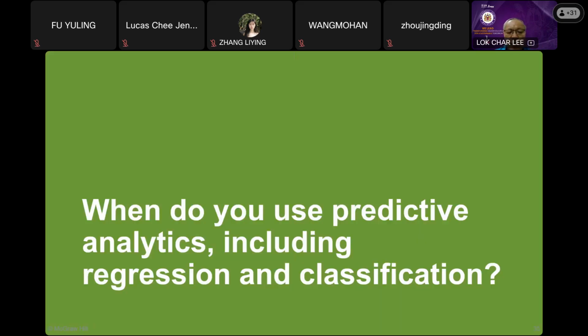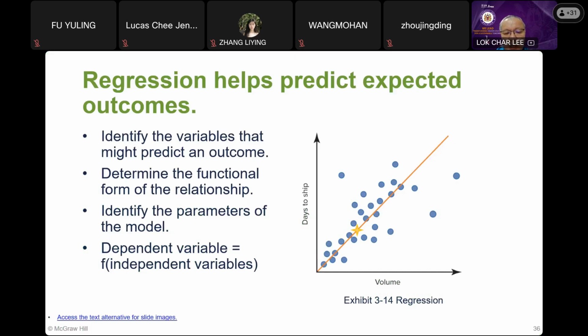When do you want to use predictive analytics, including regression and classification? In our case, we start from regressions. Based on volume, to predict the days to ship. Volume, expected outcome. Regression. Identify the variable that might predict an outcome.